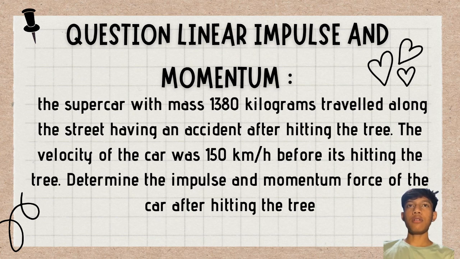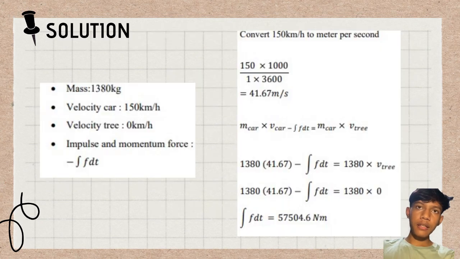I will explain about the linear impulse and momentum topic. Our situation is a car accident. The question is, a supercar with mass 1,380 kg traveled along the street, having an accident after hitting a tree. The velocity of the car was 150 km per hour before hitting the tree. Determine the impulsive force of the car after hitting the tree.